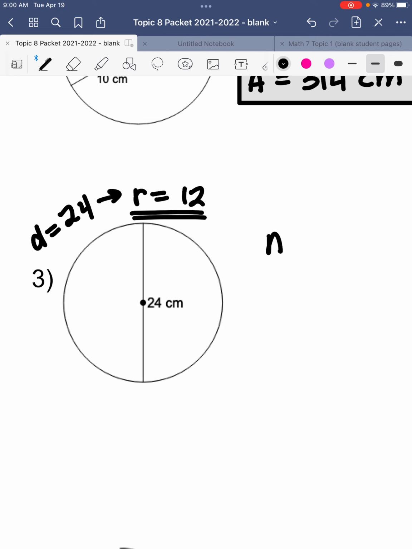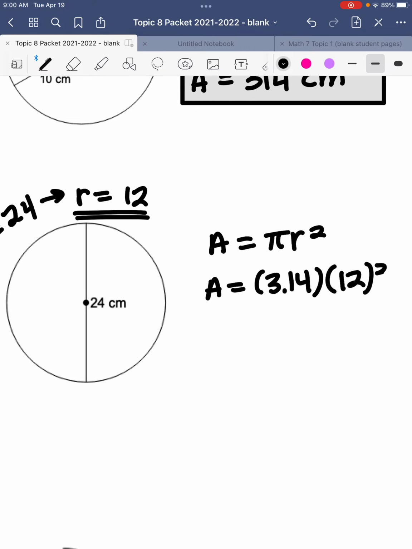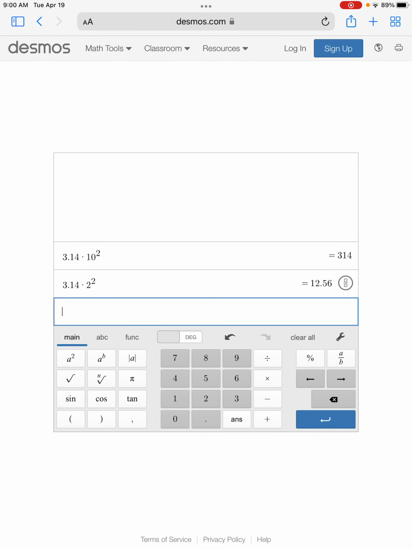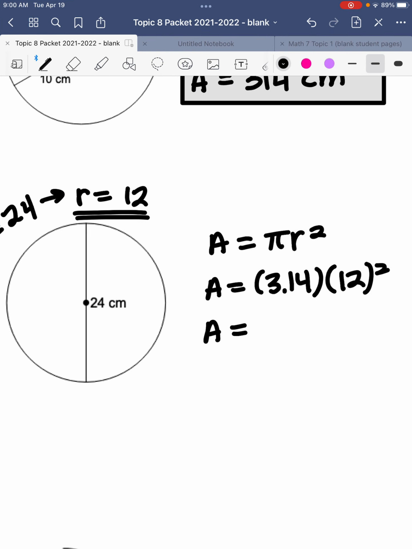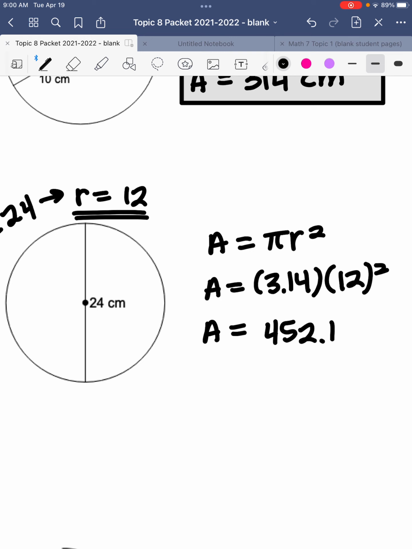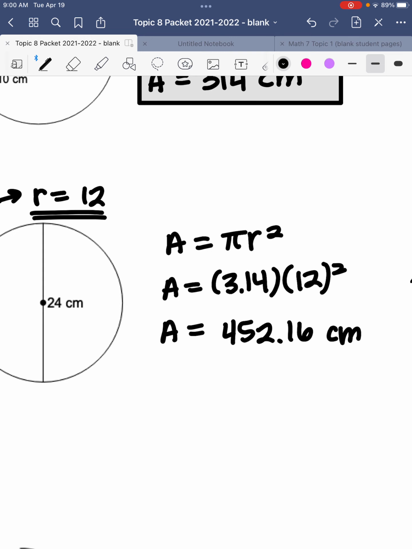Remember our formula, A equals pi times the radius squared, right? So A equals 3.14 times my radius, 12, and I'm going to square that. So now I'm ready to go to my calculator and figure out what my area is. We have 3.14 times 12, that was our radius, and we're going to square that. We get 452.16. So my area is 452.16 centimeters squared.